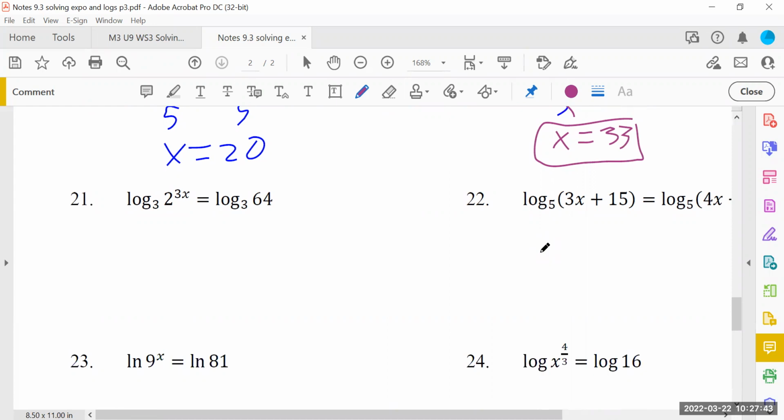Do you want to copy the notes? Do you have? Okay. I've got extras back there.